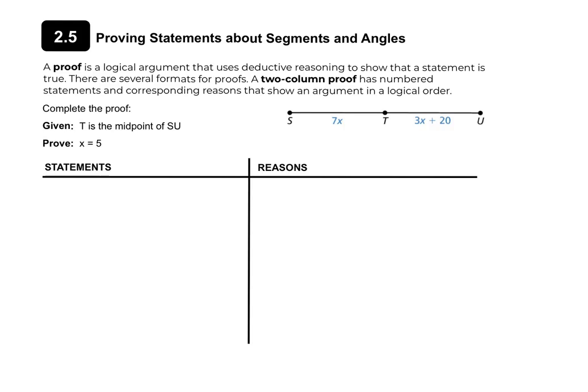Given, right? And if you notice up here at the beginning, they tell us the given statement. Okay? So we're always going to label this step 1. T is the midpoint of SU. So that is given. Okay, what does that mean? If I tell you that T is the midpoint of SU, what does that mean to us?